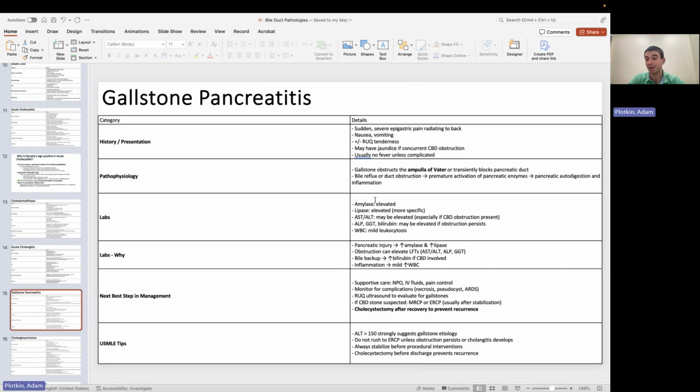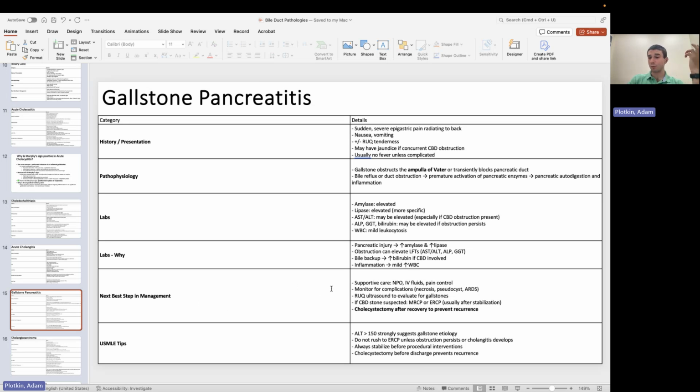So with this, you'll see elevated amylase and lipase, right? Lipase is a more specific enzyme that tells me it is likely pancreatitis, because amylase can also come from my saliva. We'll see probably an elevated AST and ALT because the bile acid can reflux. So we've got the obstruction, the pancreatic enzymes refluxing back, and the bile acid refluxing back to the liver and to the gallbladder. So we can see an elevated ALT and AST. The ALP and GGT and bilirubin may be elevated if that obstruction keeps occurring, and we might see mild leukocytosis.